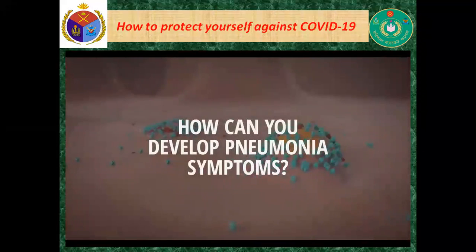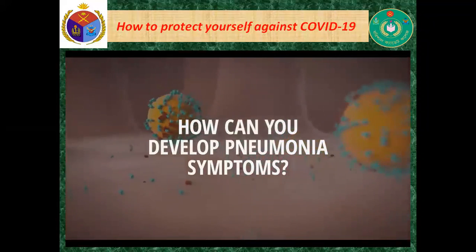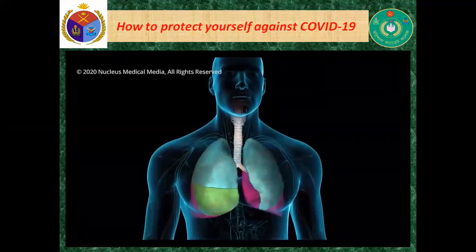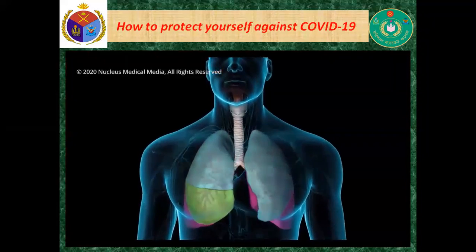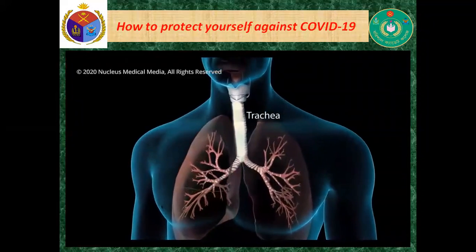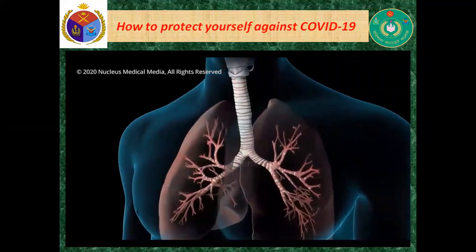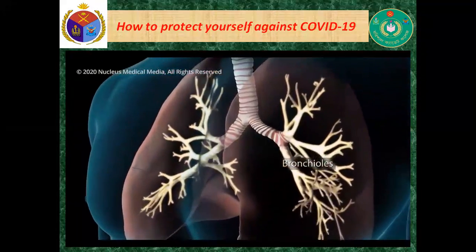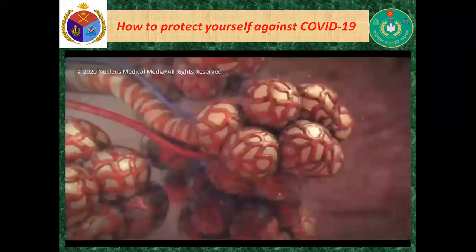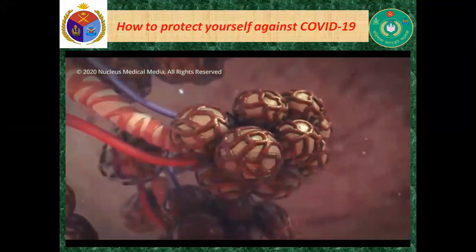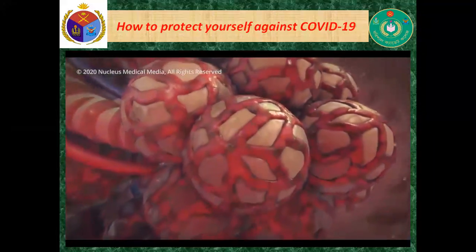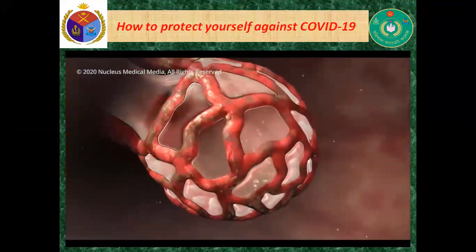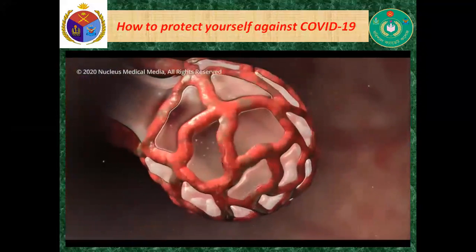Now, with the virus spreading in your body, how can you develop pneumonia symptoms? For this, we'll have to look into your lungs. Each lung has separate sections called lobes. Normally, as you breathe, air moves freely through your trachea or windpipe, then through large tubes called bronchi, through smaller tubes called bronchioles, and finally into tiny sacs called alveoli. Your airways and alveoli are flexible and springy. When you breathe in, each air sac inflates like a small balloon. And when you exhale, the sacs deflate.